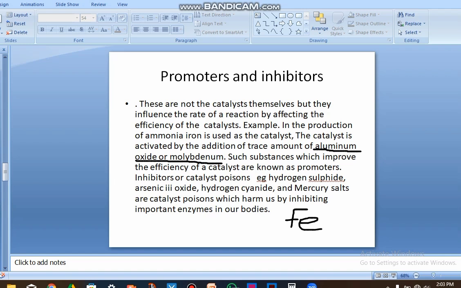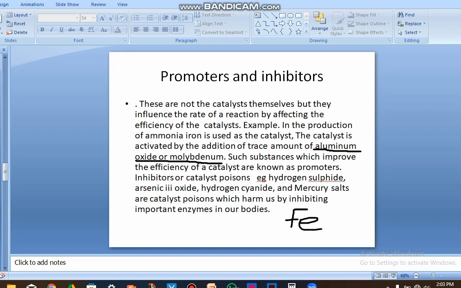JAMB question. A substance that improves the efficiency of a catalyst. The function of promoters is to improve the efficiency of the catalyst. I get it. So substances which improve the efficiency of a catalyst are called what?